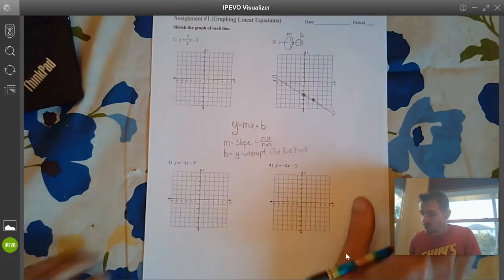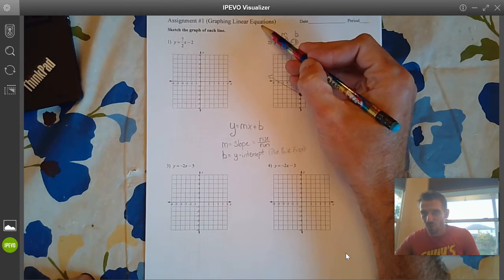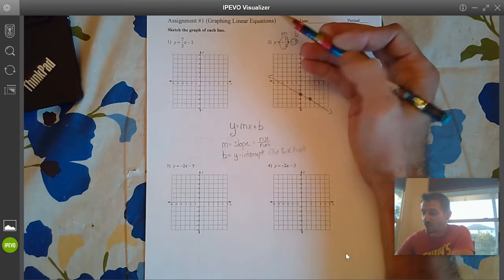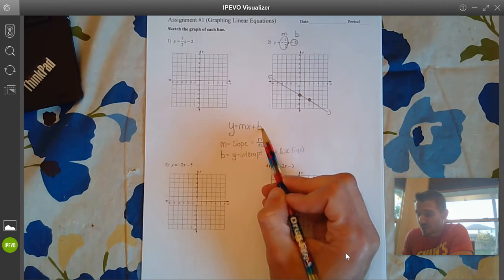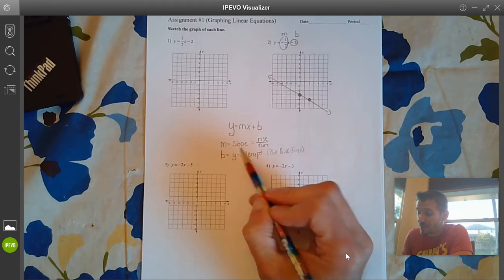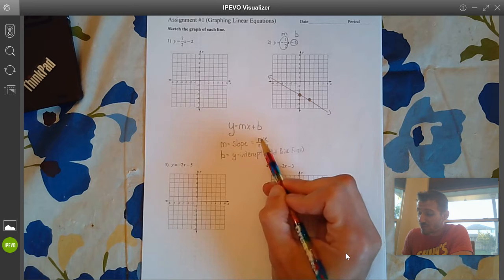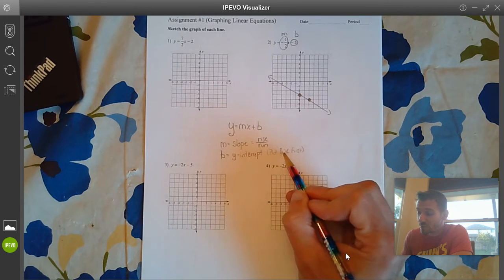So if you go to your first assignment called Graphing Linear Equations, you are going to graph linear equations. So the only information you need is the formula y equals mx plus b, which is your slope-intercept form. M is your slope, which is rise over run. B is your y-intercept, which is the first point you should plot.